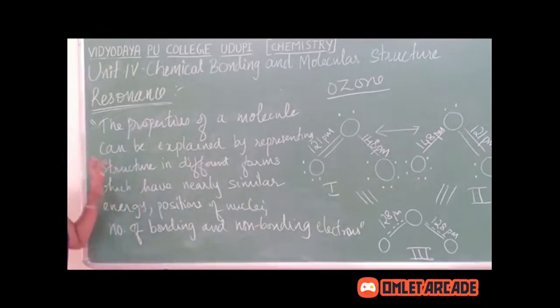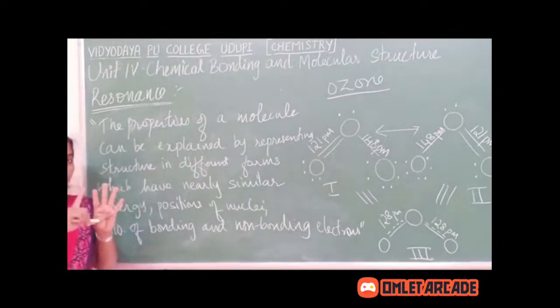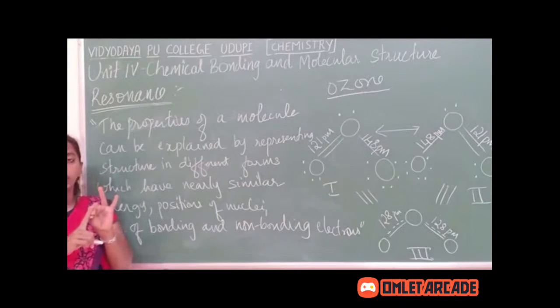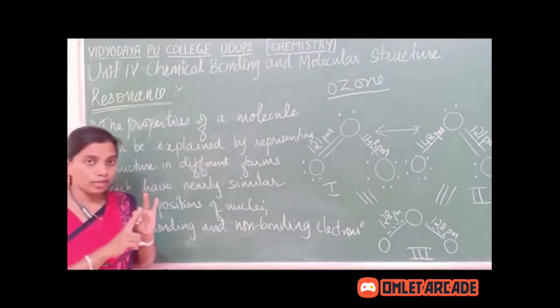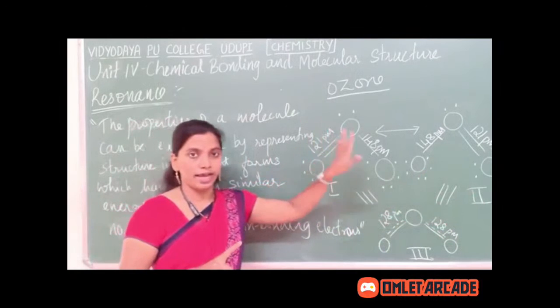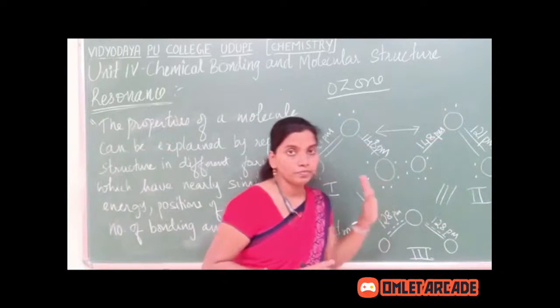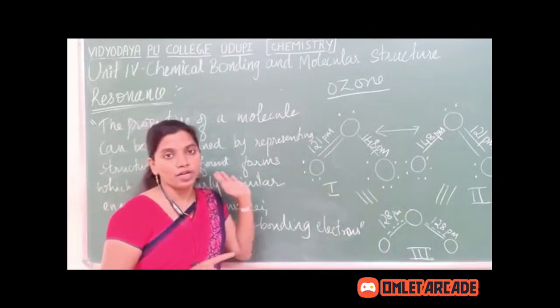Resonance definition. The properties of a molecule can be explained by representing its structure in different forms. These different forms of the structure have nearly similar energy, the positions of the nuclei are similar, and the number of bonding and non-bonding electrons is similar. Look at the ozone structure, first and second. Both structures have similar energy. The positions of the nuclei are the same, and so are the numbers of bonding and non-bonding electrons.